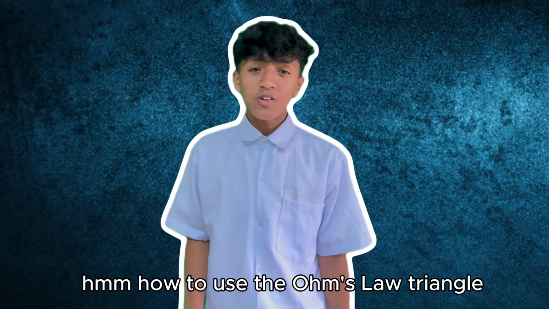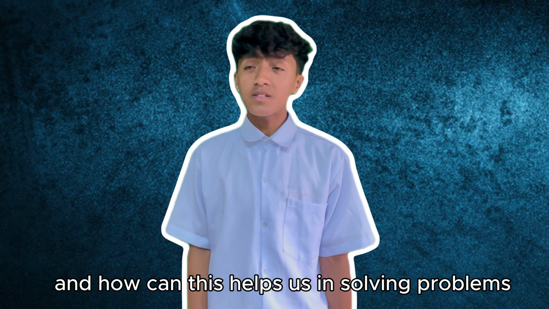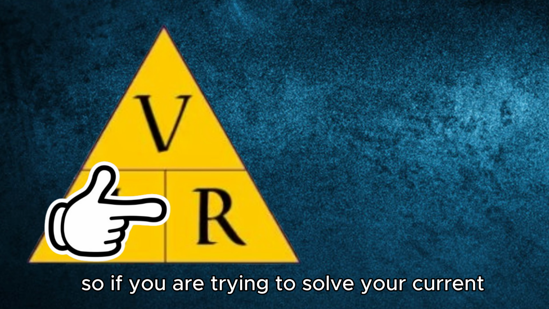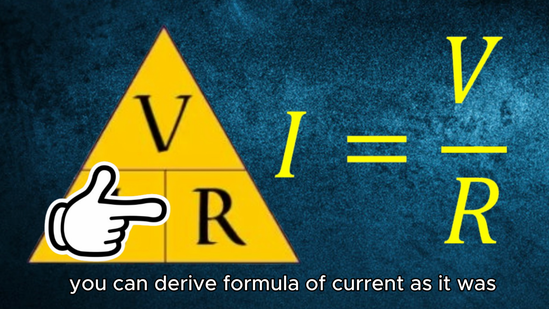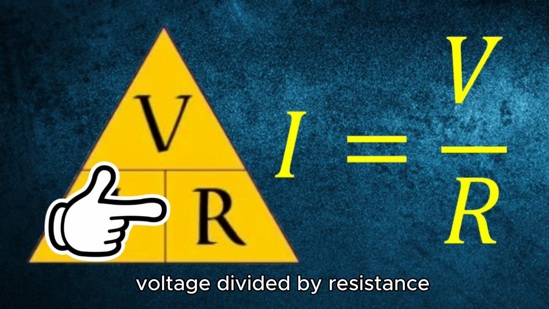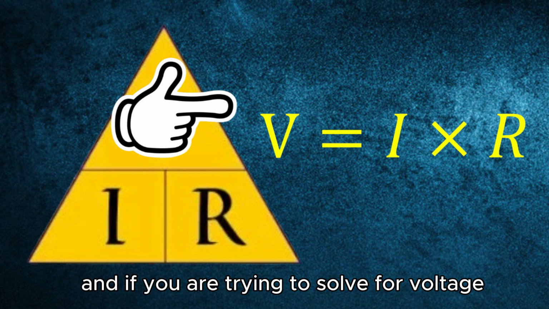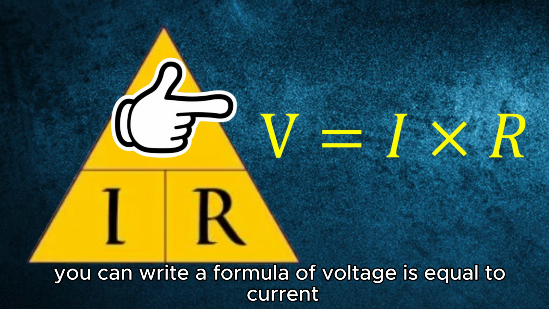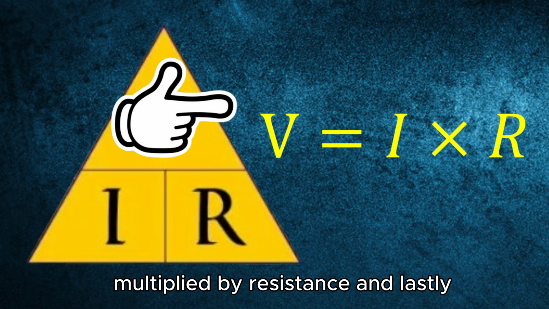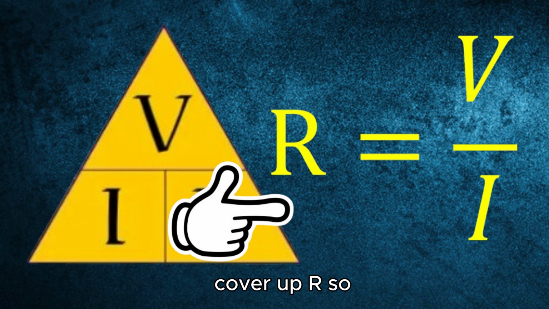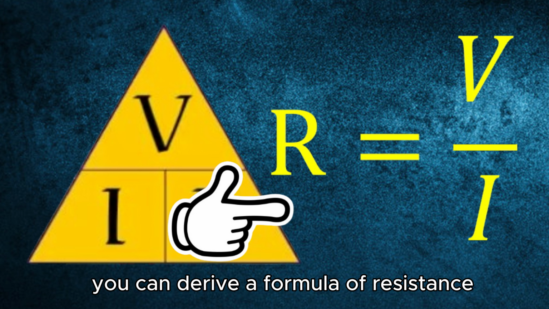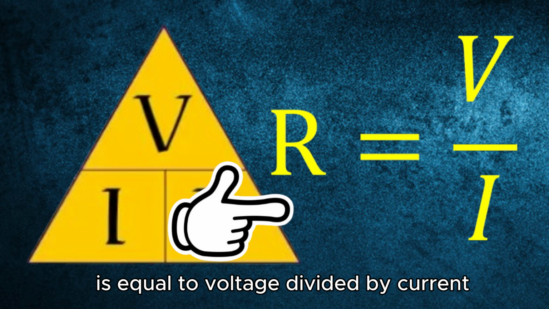How to use the Ohm's law triangle, and how can this help us in solving problems? So if you are trying to solve for current, cover up I so you can derive a formula: current is equal to voltage divided by resistance. And if you are trying to solve for voltage, cover up V so you can derive a formula: voltage is equal to current multiplied by resistance. And lastly, if you are trying to solve for resistance, cover up R so you can derive a formula: resistance is equal to voltage divided by current.